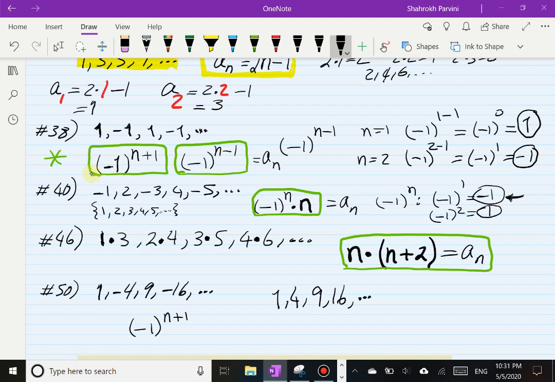And by the way, if you were to predict what the next term in this would be, what do you think it would be? 1, 4, 9, 16. What will this next term be?